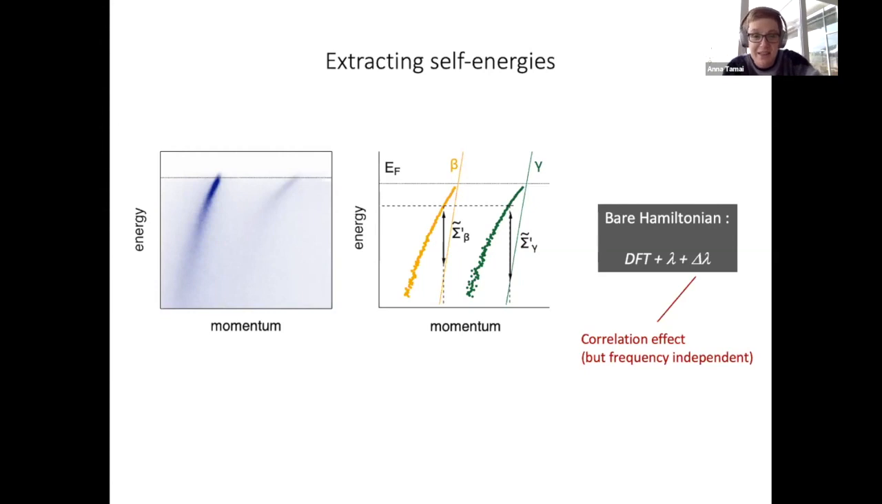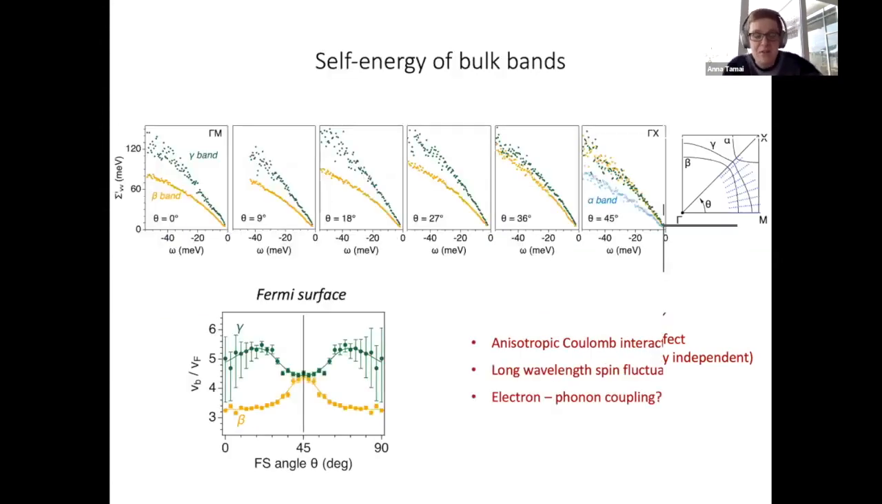So I show you the result of the analysis for all the angles that we measured. You start from the gamma M direction, where the self-energy for the gamma band is significantly higher than the beta band, and as you move to the zone diagonal, they get closer and closer together, and they superimpose at the zone diagonal. You can see the same if you look at the mass enhancement, the ratio between the bare velocities and the Fermi velocities by ARPES. As you move along the Fermi surface, you see that there is a large difference for the gamma M direction, and then they move together along the zone diagonal.